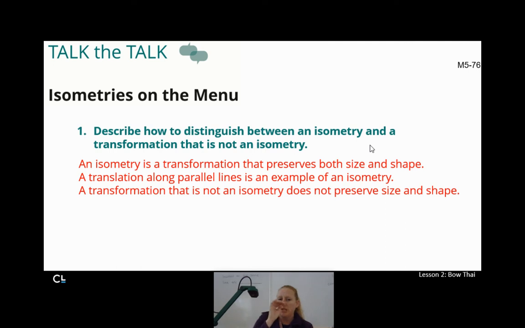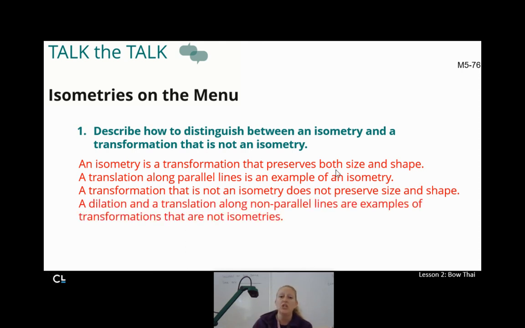To distinguish, I said a transformation that's not an isometry does not preserve size and shape. So for an example, I said dilation. I don't know if you're aware, dilations are the ones where they grow or they shrink. A dilation and a translation along non-parallel lines, those are examples of transformations that are not isometries. So if I do a dilation where it grows or it shrinks, it's not an isometry anymore.